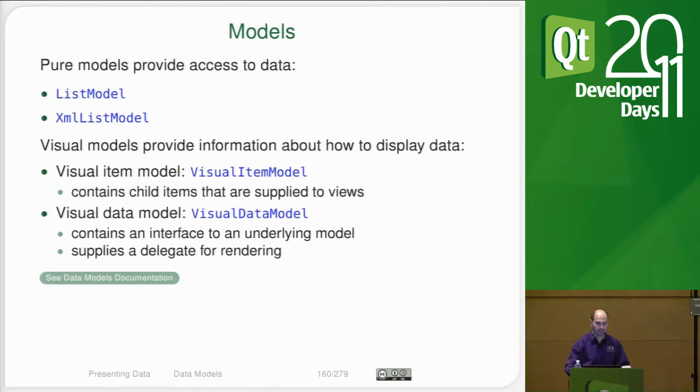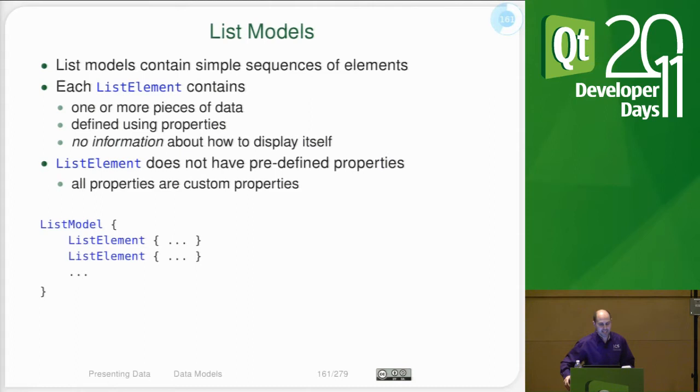So the most basic model that you can make is a list model, which simply contains n number of list elements. So you might have a data model that's pre-populated with a few dozen elements. And the list element does not have a set of predefined properties. You are going to define everything. So unlike the abstract item model, where there was the decoration, the display role, the edit role, all these predefined things, there's nothing predefined. You are going to make up your own album, artist, song, track length, whatever you want for your particular item of data. You can just do what you like.